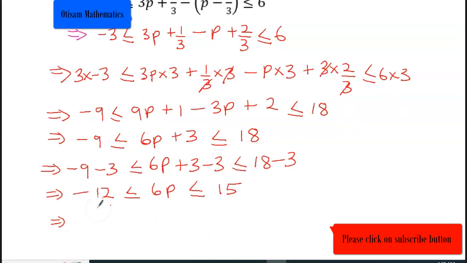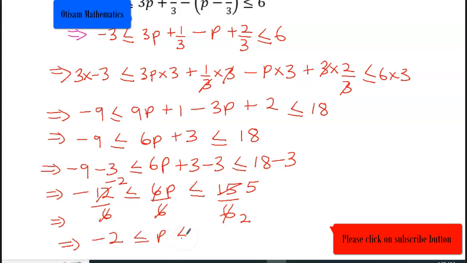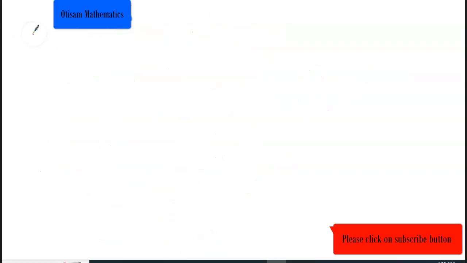So we divide both sides by 6. So this will go here, minus 2. So 3 will go here, 2. Will go here, 5. So we have minus 2 less than or equal to p less than or equal to 5 on 2. And this can be written as minus 2 less than or equal to p less than or equal to 2, whole number 1 and 2.